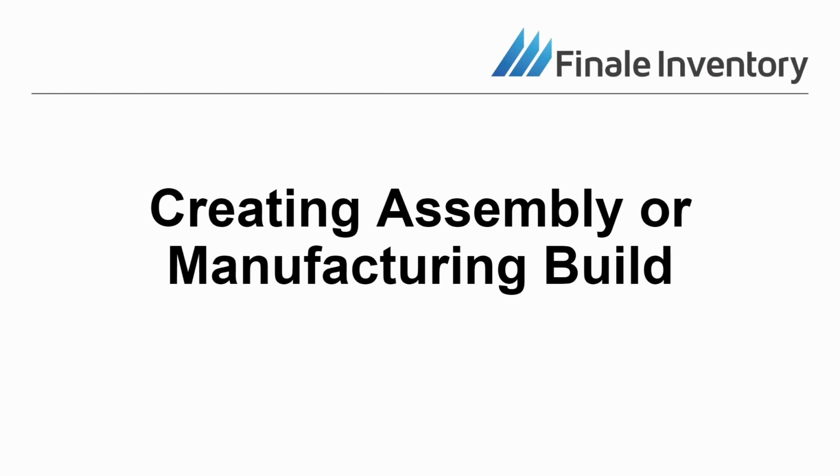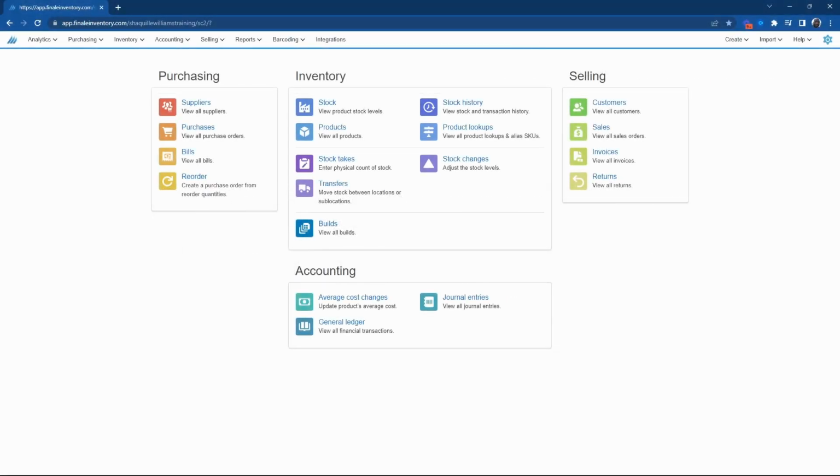In this short video demonstration, we'll be discussing how to create an assembly line or manufacturing build using Finale Inventory's build feature. So we mentioned assembly line and manufacturing, but what exactly is a build? In Finale, when we talk about a build, we're generally referring to light manufacturing, the process in which you would essentially consume several products to create a brand new product.